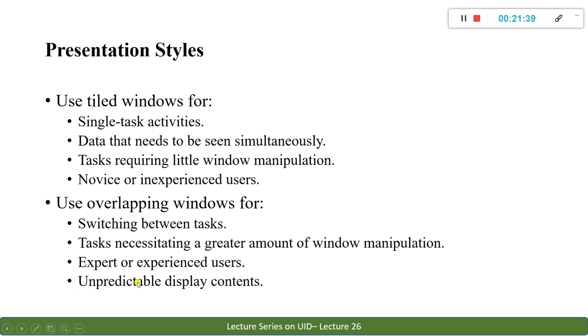Next, if you have unpredictable display contents. For example, you close a piece of software and it asks whether you want to save the contents that you have changed. A dialog box appears which is unpredictable, right? The designer might not have thought that you would close the window without saving contents, so he had just given an option. If your software may produce unpredictable content, you had better go for overlapping windows. This is how you select a presentation style.